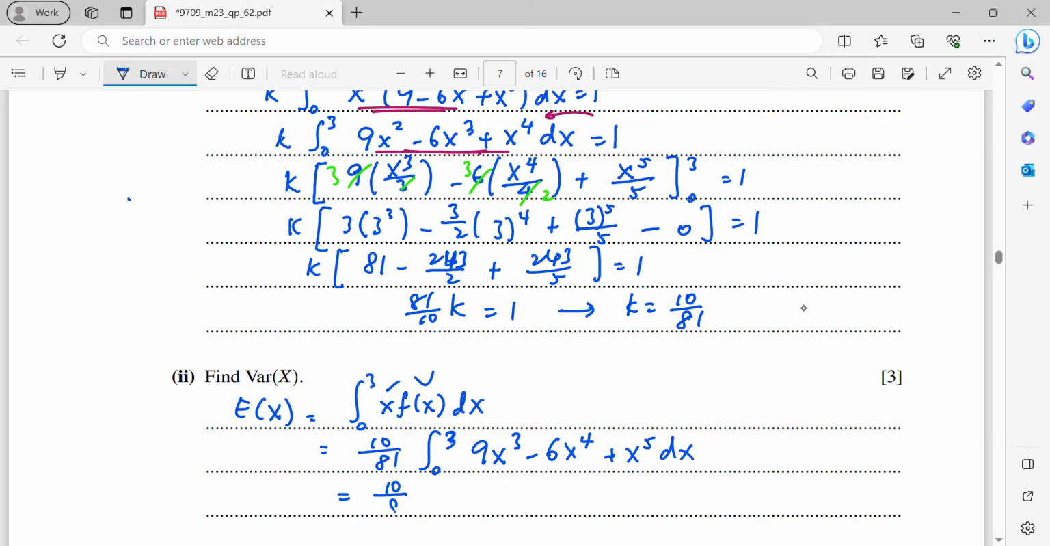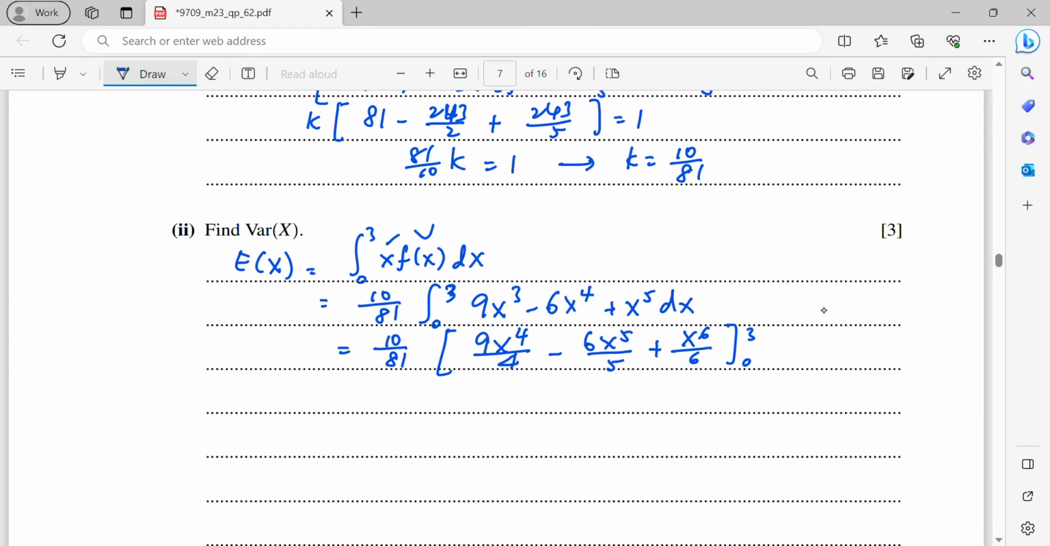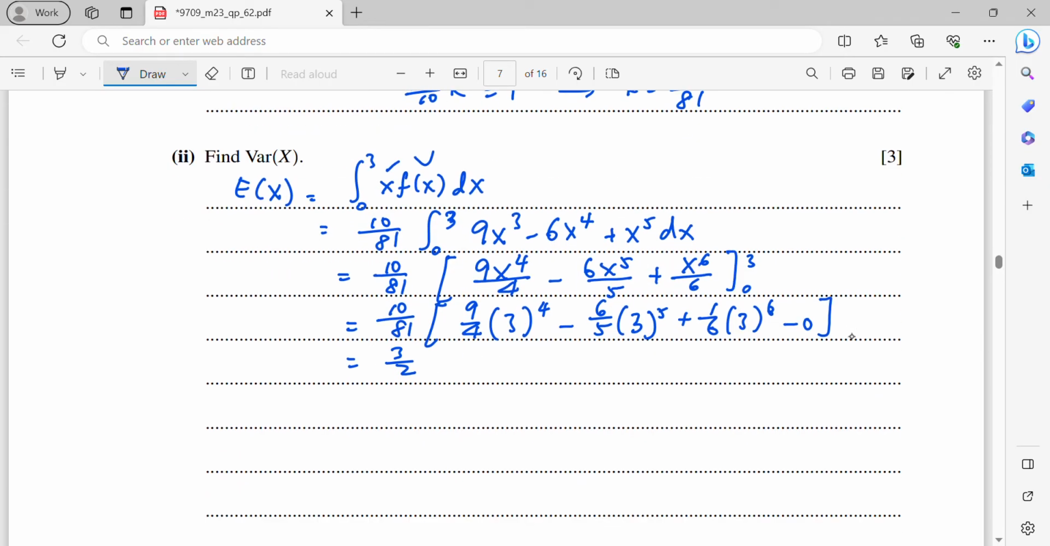Okay, then here is going to be 10 over 81. Then now do integration. I'll get 9x degree 4 over 4 minus 6x degree 5 over 5 plus x degree 6 over 6, from 0 to 3. Then now, just need to replace the x values. So I will get 10 over 81, then 9 over 4 times 3 power 4 minus 6 over 5 times 3 power 5 plus 1 over 6 times 3 power 6, then minus 0. Okay, then here you will be getting 3 over 2. That is your E(X).